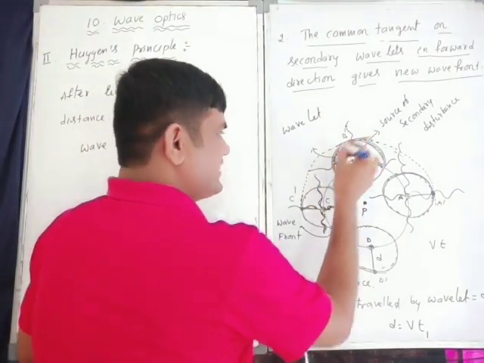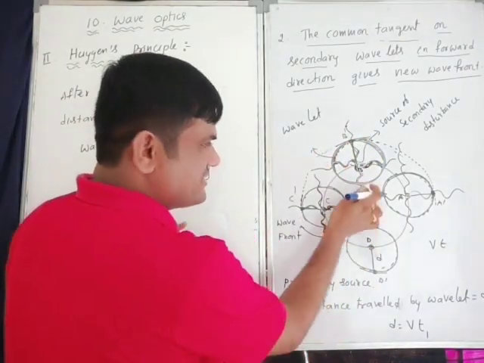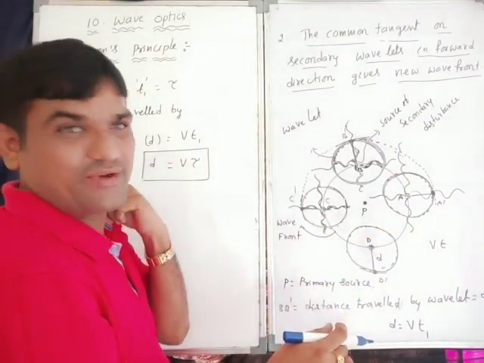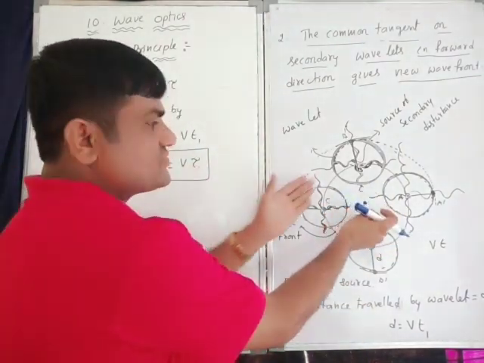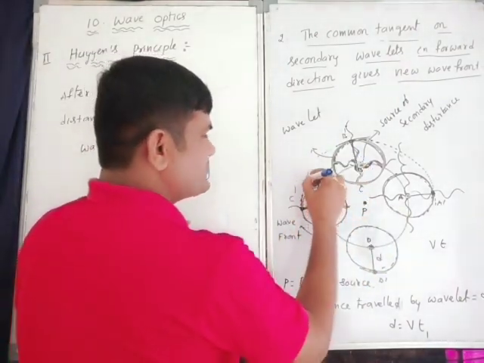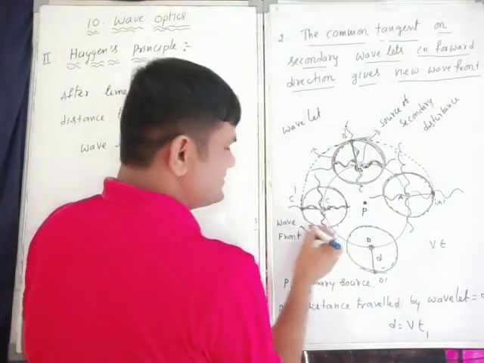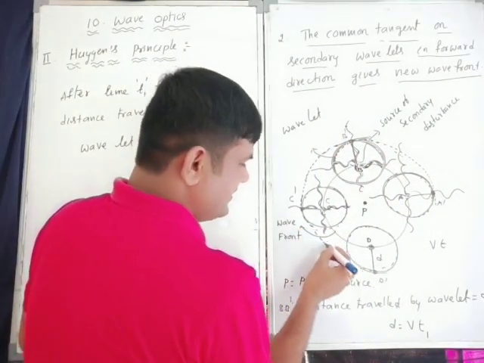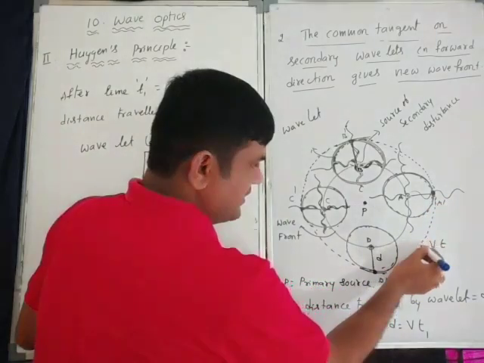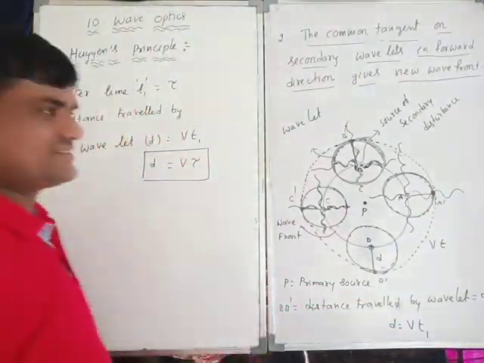Similarly, a backward secondary wavefront also will be there. But this point they neglected. Why? Because it comes very near, so that is negligible. So now we will consider the secondary wavefront. This is the secondary wavefront.